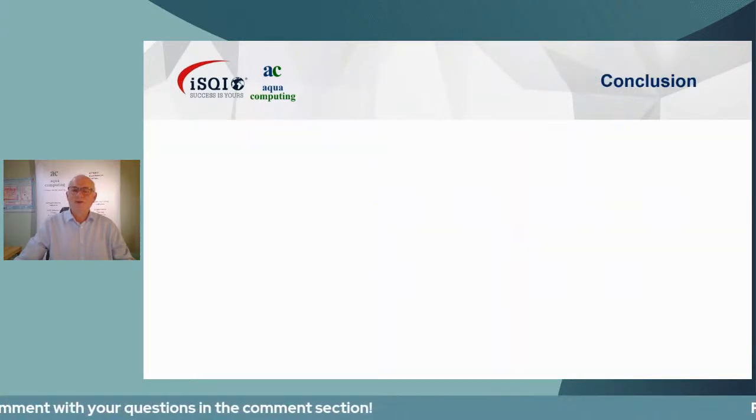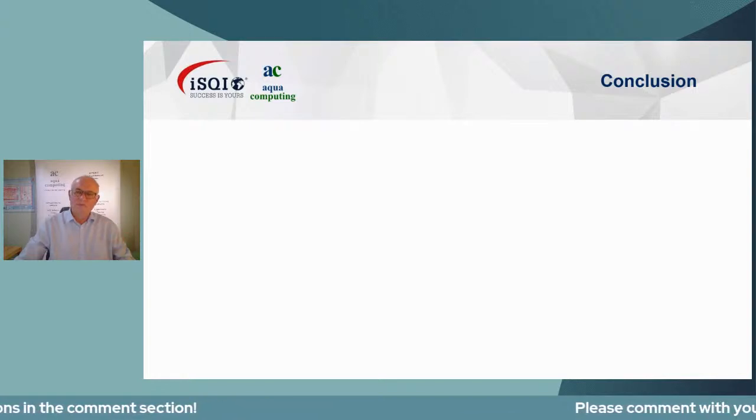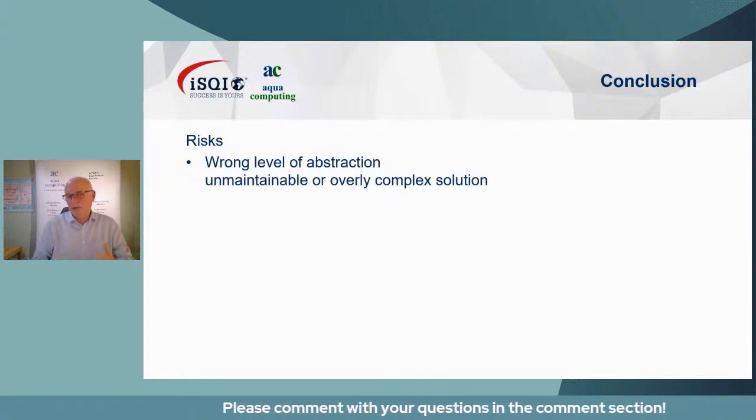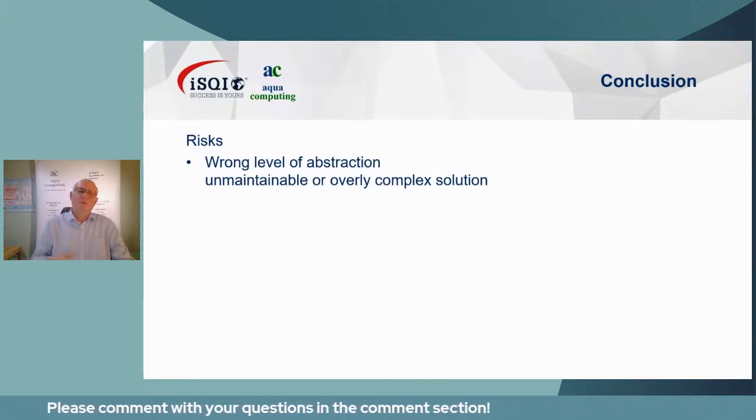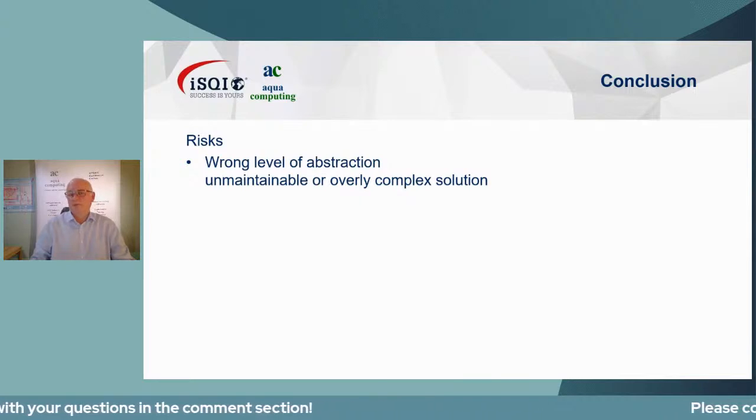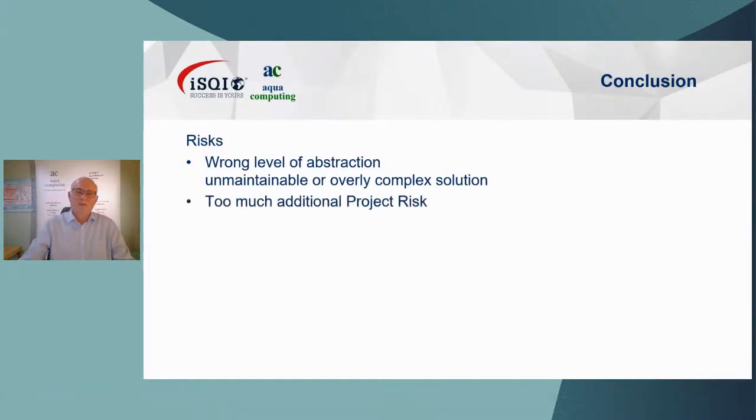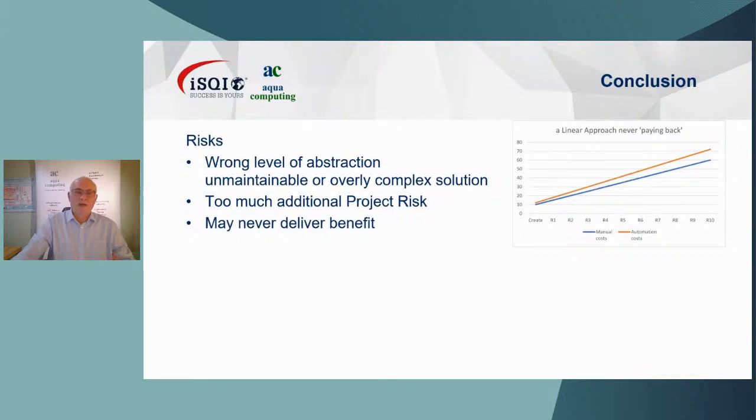So, in conclusion, I'm going to talk about high-level risks and benefits. So the wrong level of abstraction, this is the risk, that we go for the wrong level of abstraction, and we end up with an unmaintainable test automation solution because there's too much to maintain, and/or an overly complex solution if we go too far the other way. And what ends up happening is we're just adding in project risk instead of actually achieving a lot with test automation. We might end up achieving less than if we were testing manually. Another way of putting it is we may never deliver benefit.